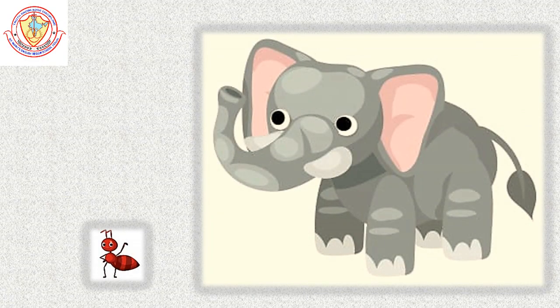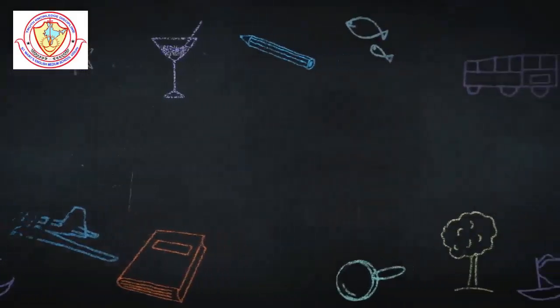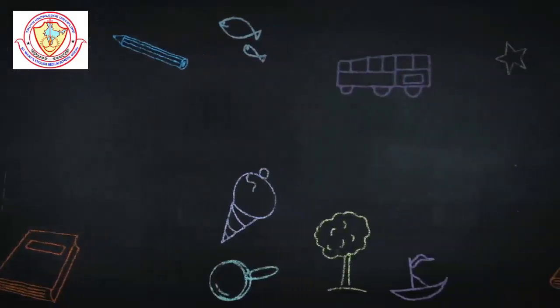Here the ant is small and elephant is big. Here are few examples for big and small.